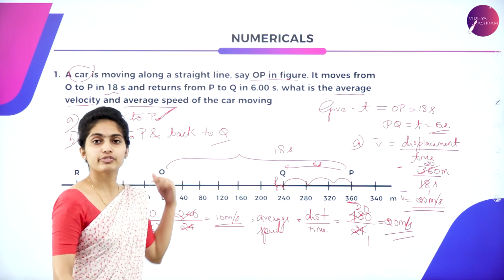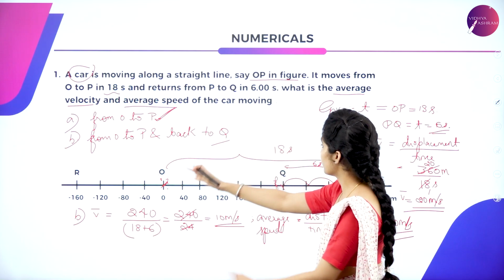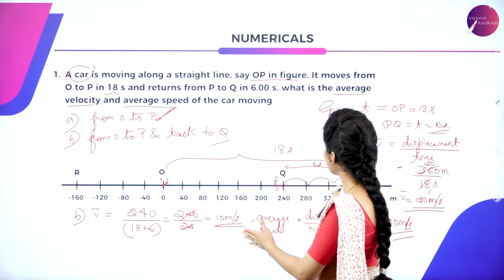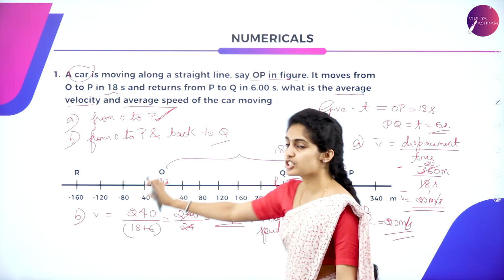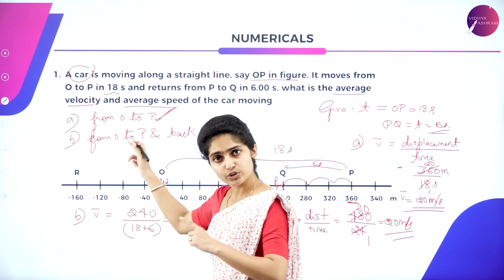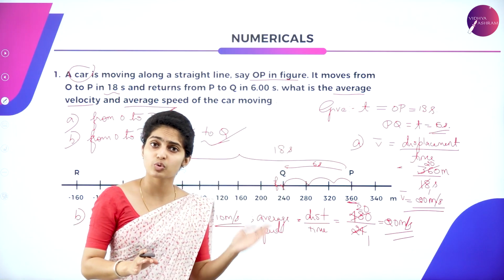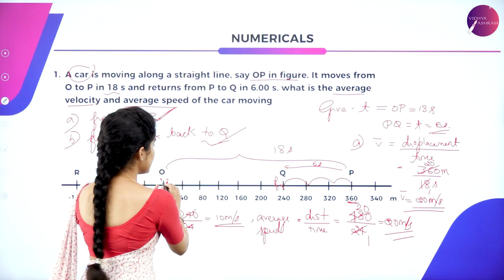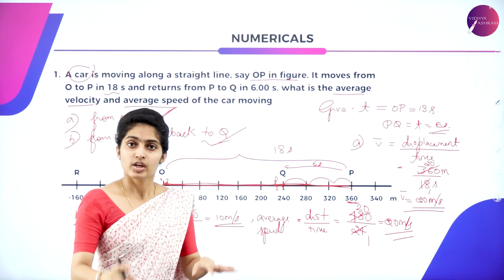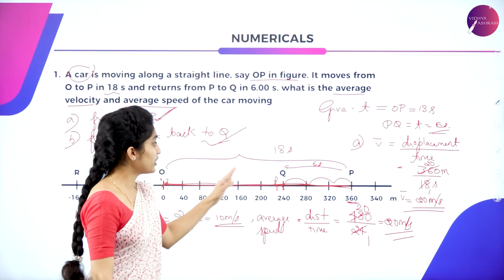So this is all about the first question, that is, a car is moving along a straight line OP in the figure. It moves from O to P in 18 seconds and returns from P to Q in 6 seconds. So what is the average velocity and average speed for these two conditions? For the first condition, you can take only average velocity, or you can consider only average speed, because the distance it is taking and the displacement it is taking are one and the same. So distance is equal to displacement in the case of the first question.